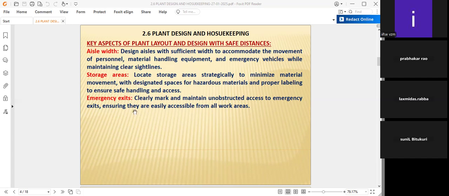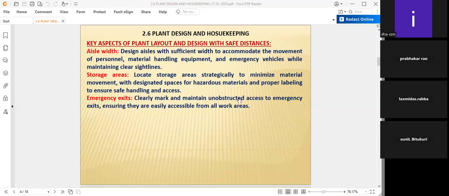Emergency exits. Every organization has emergency exits, but they are often loaded with stacking, so the emergency exit is not useful. That's why emergency exits also have to be taken care of. Where the emergency exit is blocked by material, people will immediately go through the entrance door only. But suppose there is a fire hazard at the entrance door, how can they escape? They cannot escape. That's why emergency exits are always clearly marked and kept with unobstructed access.